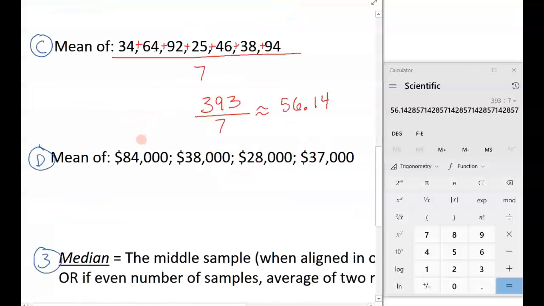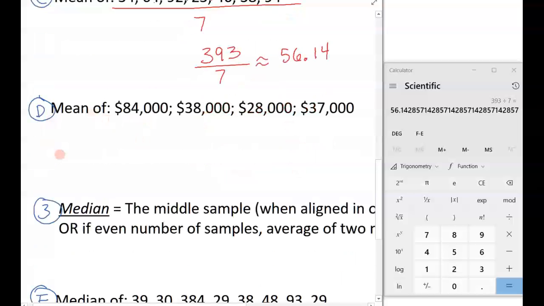What happens when I look at this set of salaries? So perhaps at a company we have an employee making $84,000, one making $38,000, another making $28,000, and one making $37,000. What is the average salary at this company?